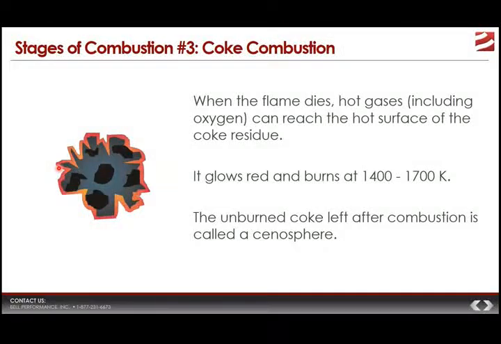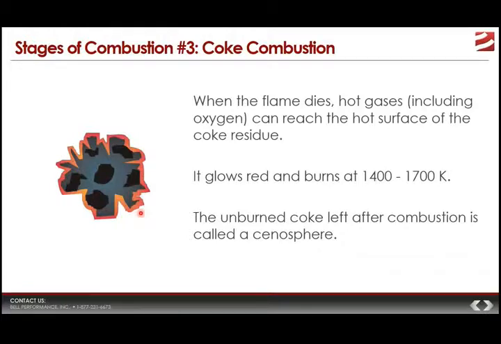Third one is now what you're left with. When the flame dies, then you're left with this stuff called coke. The coke is essentially the residue that's left over when all of the lighter, more volatile things have been burned out of that droplet or out of that particle. So this is a coke particle. The flame dies down, and you have hot gases, including oxygen, that start to go around the surface of this coke residue. And the coke residue actually increases in heat and burns at 1400 to 1700 Kelvin.